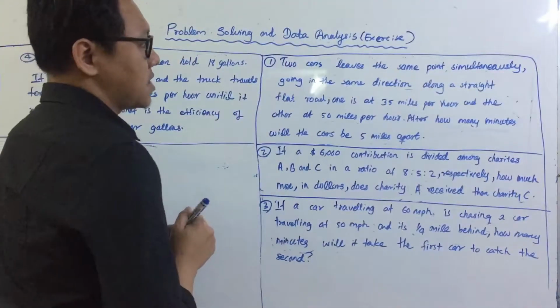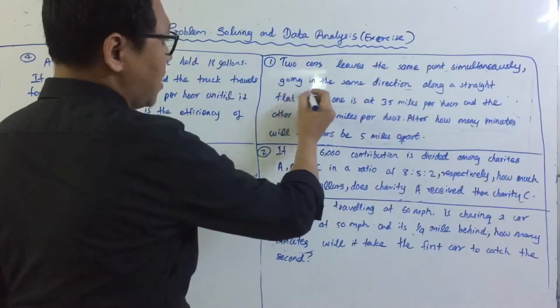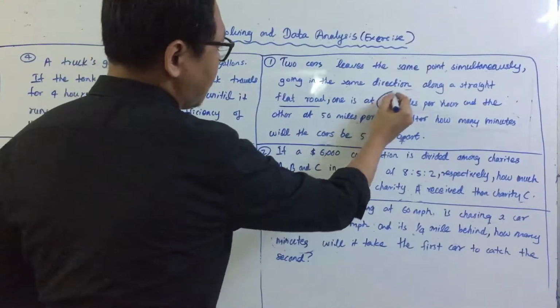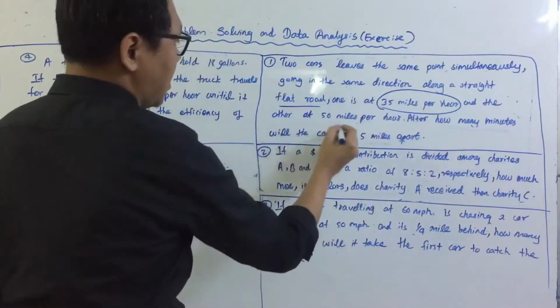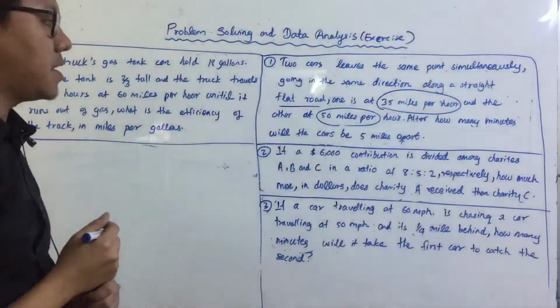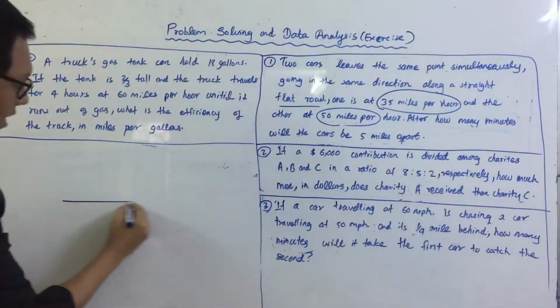Two cars leave the same spot simultaneously going in the same direction along a straight flat road. One is at 35 miles per hour and the other is 50 miles per hour. How many minutes will the cars be 5 miles apart? Okay, so let's visualize it.